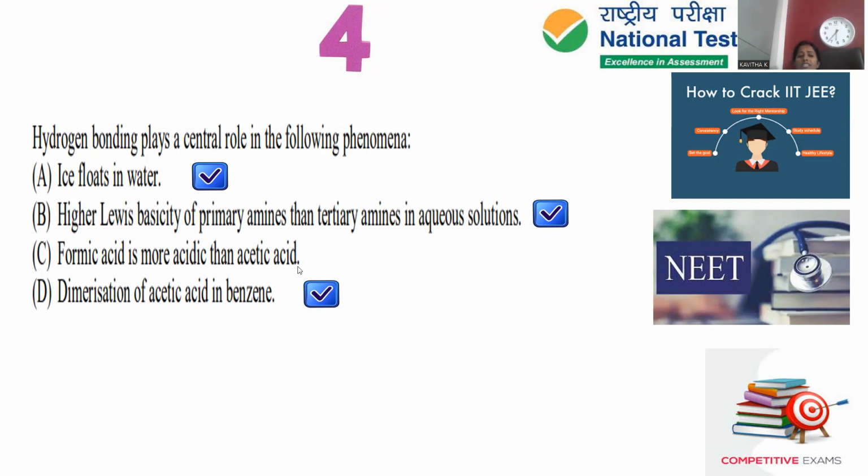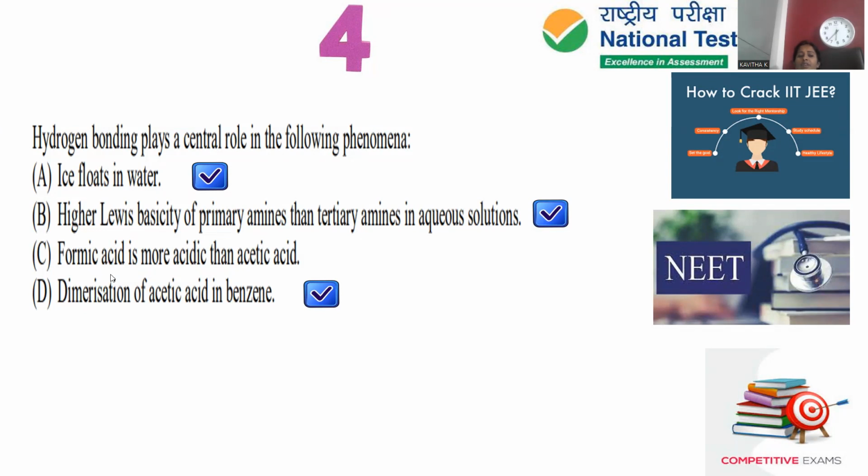Formic acid is more acidic than acetic acid. Here we can't explain this one by hydrogen bonding. Here the electronic factors play a role, like the inductive effect, mesomeric effect, electromeric effect. These fundamental rules operate in the acidity of formic acid in comparison to acetic acid. We will go with the inductive effect in particular in order to explain this one.